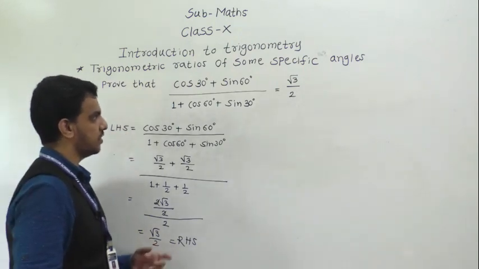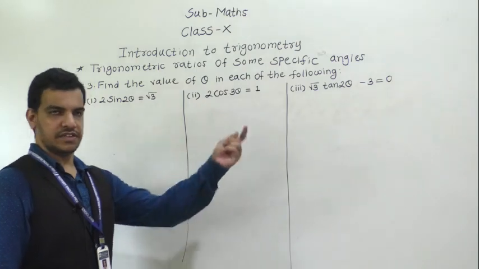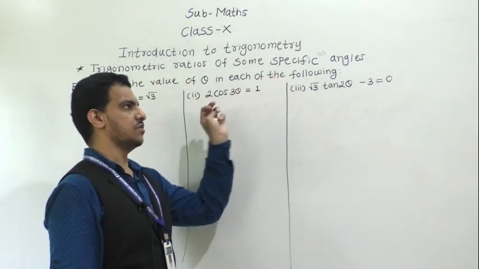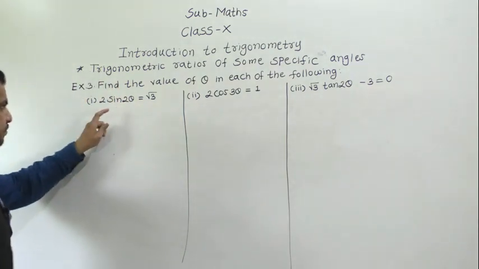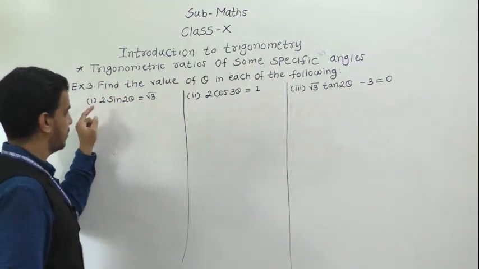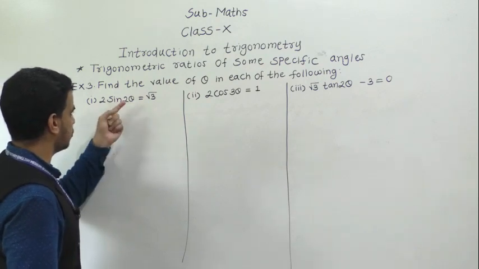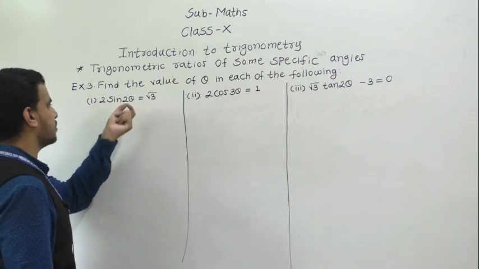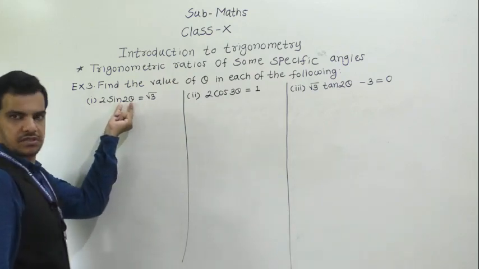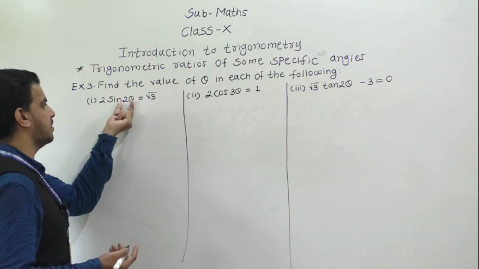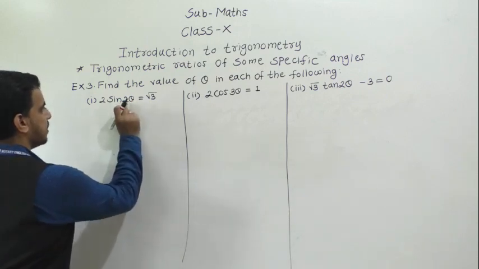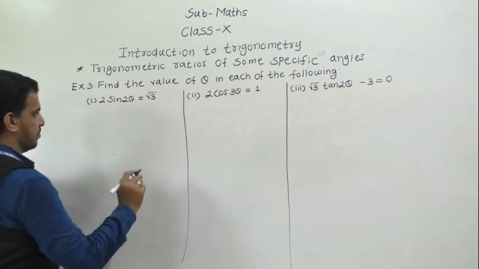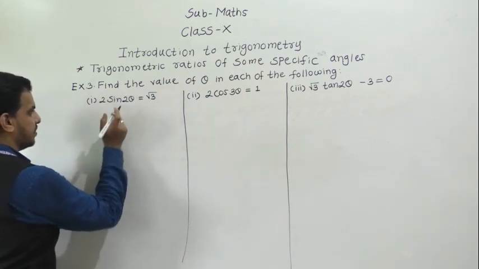Okay, now we will take the third example. The third example is: find the value of theta in each of the following. So here we have to find the value of theta. The first one is 2 sine 2 theta. 2 theta means here 2 is multiplied to this theta. Suppose theta is 30 degrees, so 2 theta means 2 into 30, that is 60 degrees. So 2 sine 2 theta is equal to root 3. We have to find the value of theta.